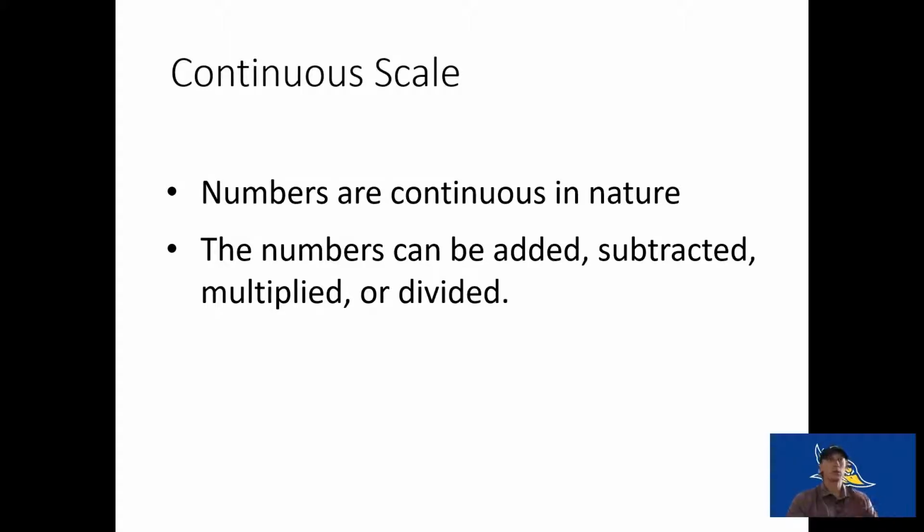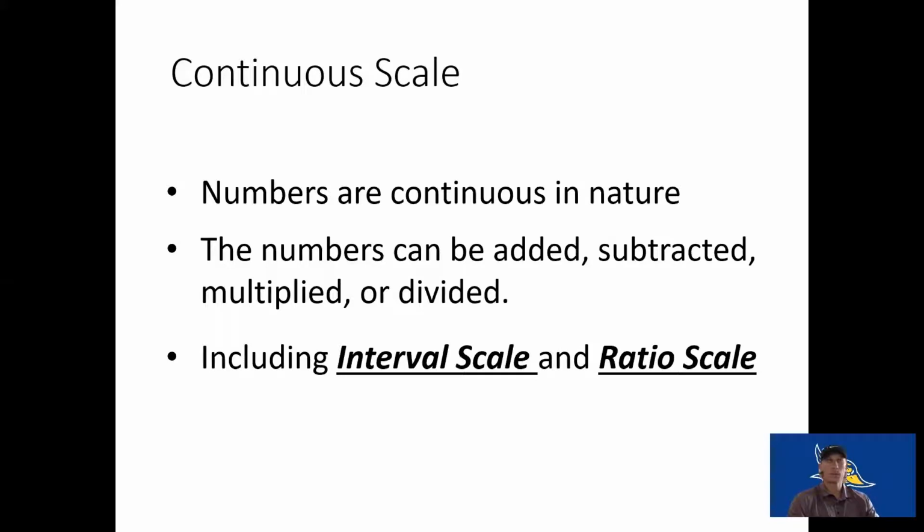So these continuous scale numbers are ones that can be added, subtracted, divided. These are the ones where we use more of our complex statistical analysis to compare, to associate, to predict based on these values. And these include both interval and ratio scale measurements. We'll go a little deeper into what each of those are.